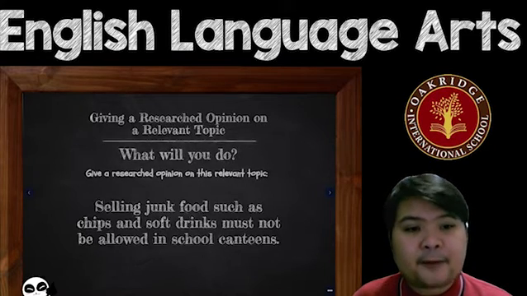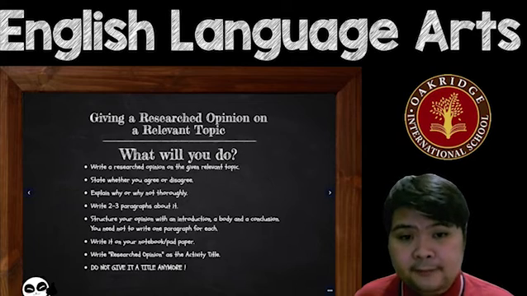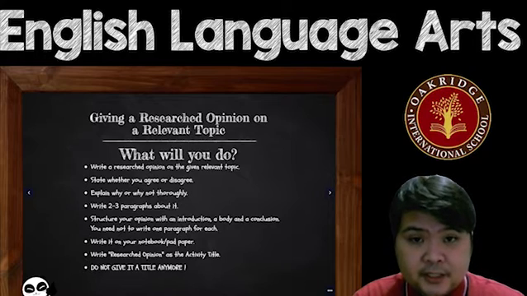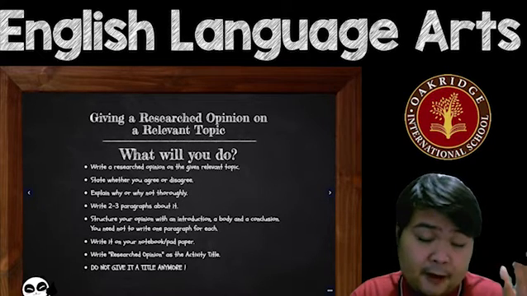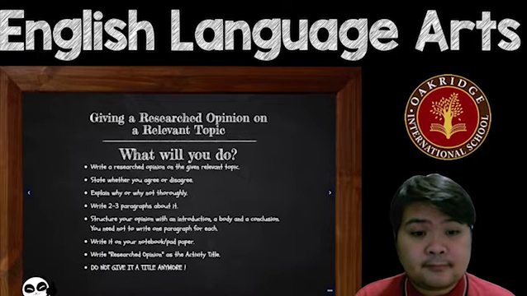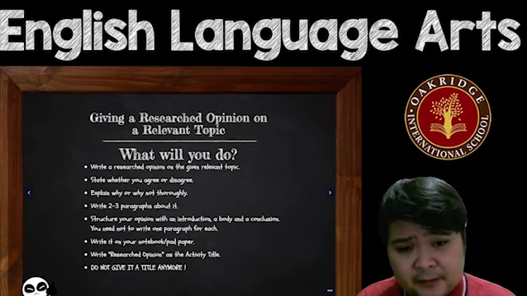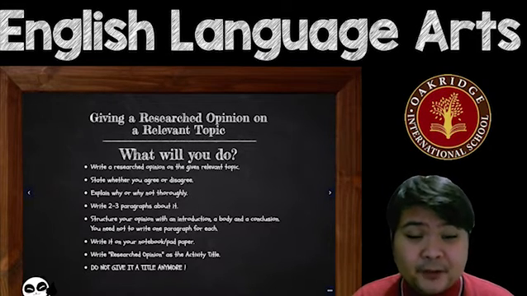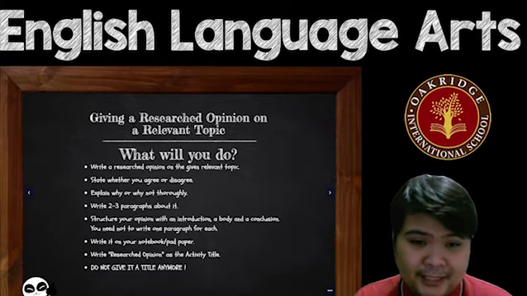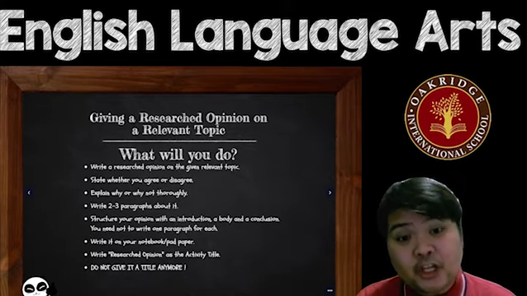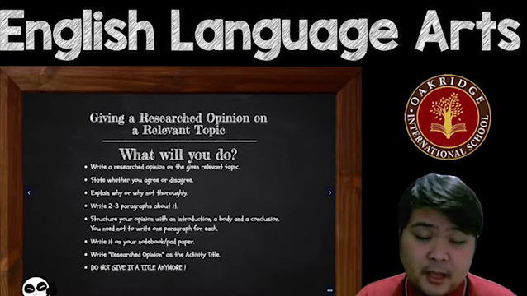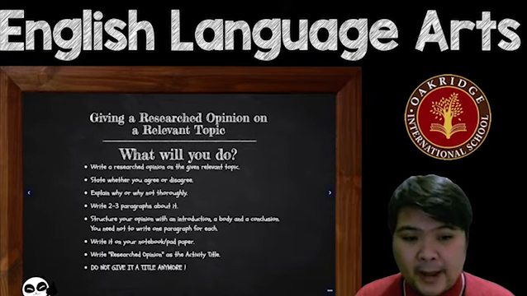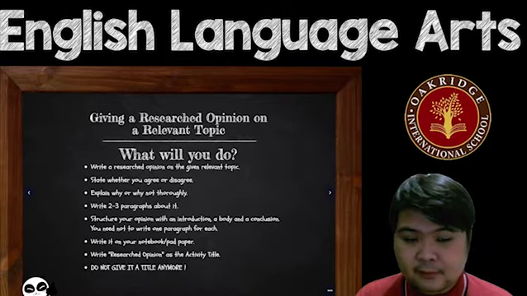Alright? Now, how will you do these? Right? Write a research opinion on the given relevant topic. Again, right, selling junk food such as chips and soft drinks should not be allowed in school canteens. So research about it. Write research about it, and then write a researched opinion about it. And then state whether you agree or disagree. You have to clearly state, I agree or I disagree, or I think that it is, or it should be followed, or it shouldn't be followed. Make sure you use transitional expressions when you're doing this. Alright? Explain why or why not. Thoroughly.